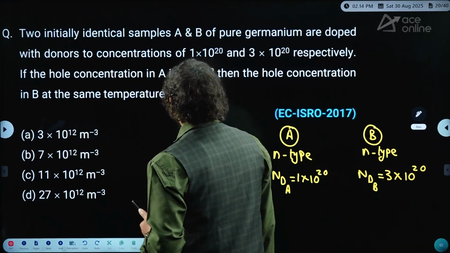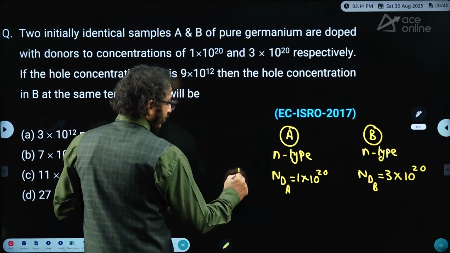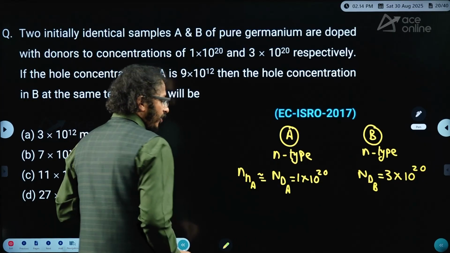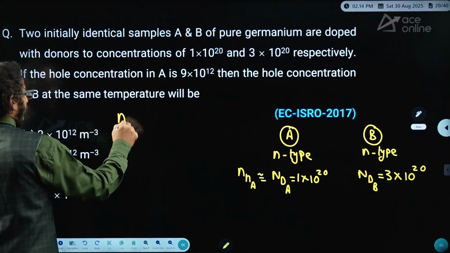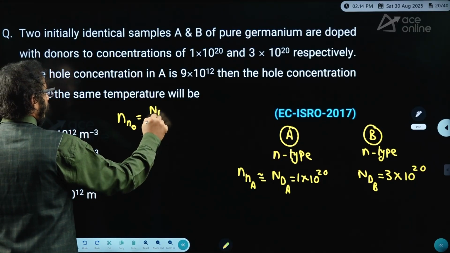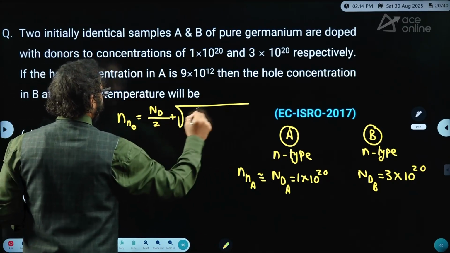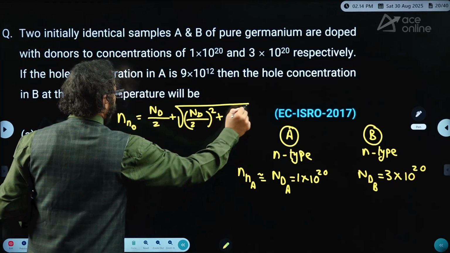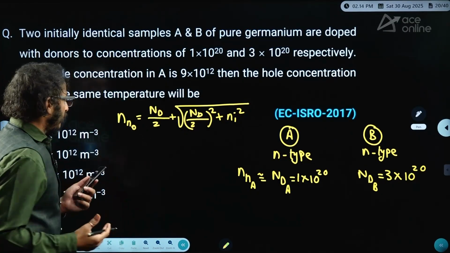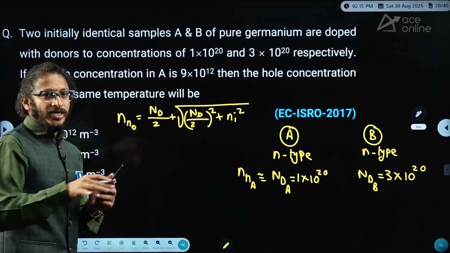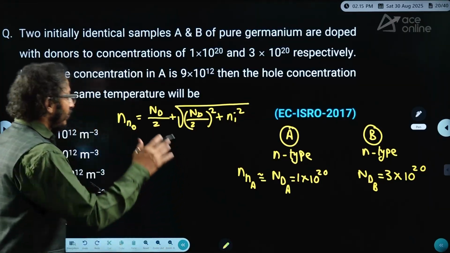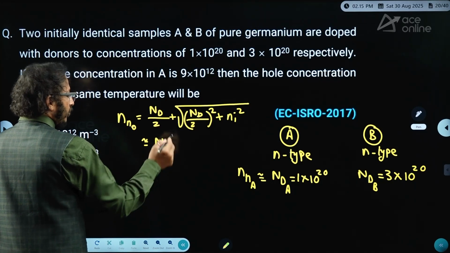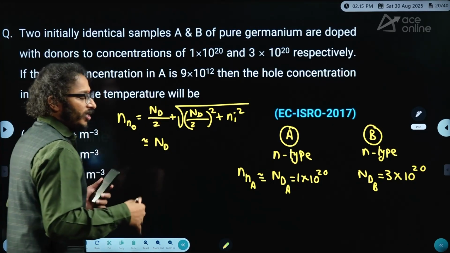If the hole concentration in A, then in that case, let me take NA is approximately, because original formula is how much? NN naught is nothing but what here? ND by 2 plus root of ND by 2 whole square plus NI square. As I told you, if I operate at the regular operating temperatures around 300 Kelvin, Ni value is negligible compared to the doping. So it is approximately equal to Nd. More precisely, it should be Nd plus, but no condition is given.